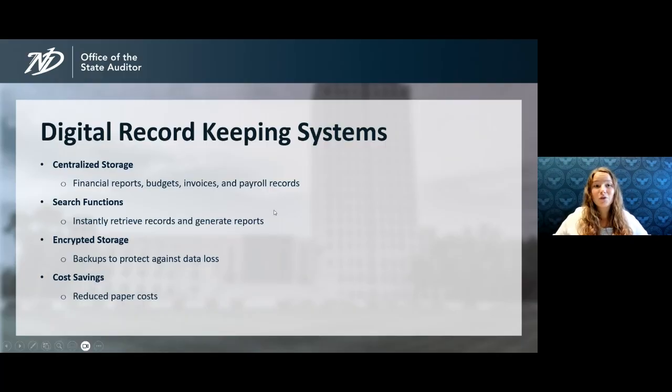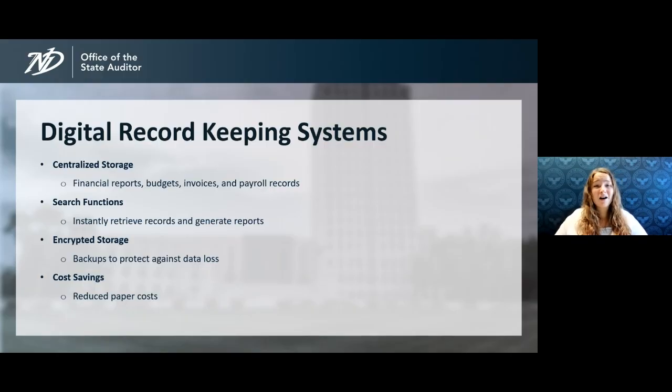Again, this would be really helpful during an audit or an annual financial review, depending on what you have going on. Another great piece of having digital record keeping systems are backups to protect against data loss, if they're not subject to any sort of physical elements. Typically you have backups. So let's say you were to lose your computer or something like that. Hopefully you would have a way to get into that. And usually there is a way to get into your records without needing that physical computer.